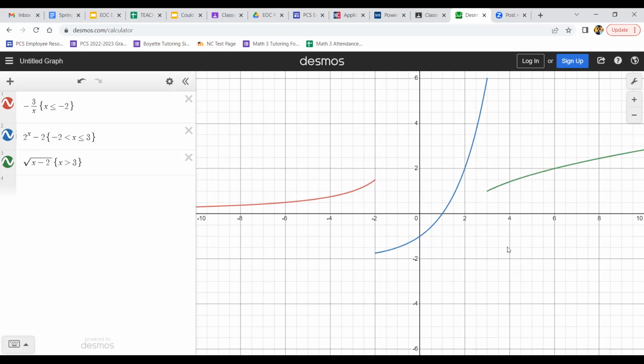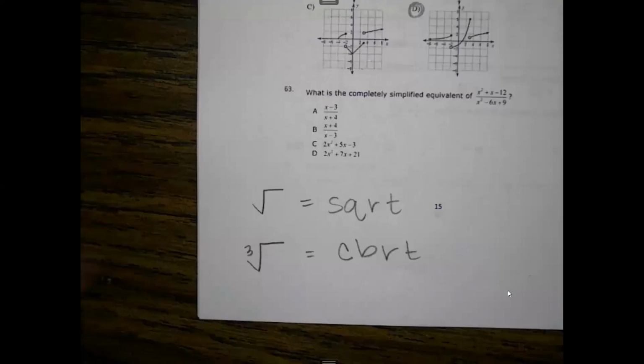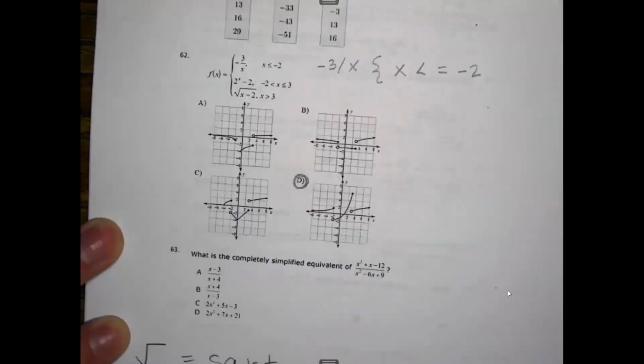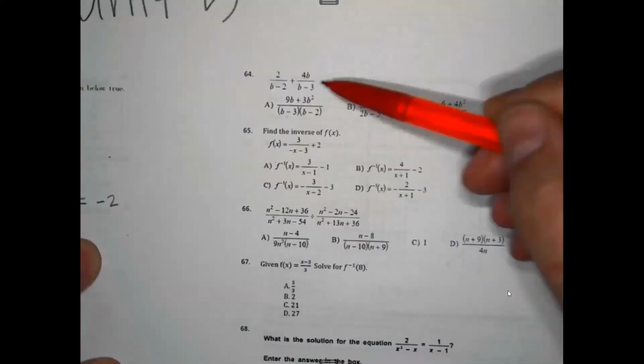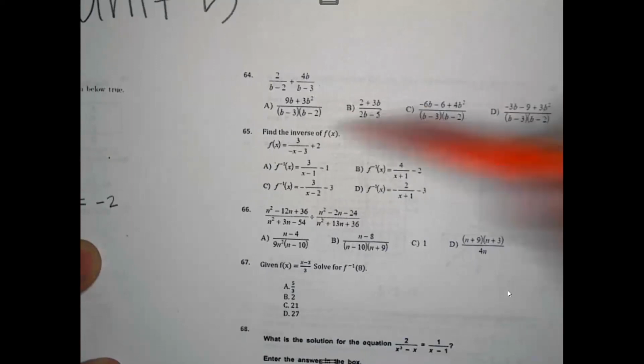All right, how are we going to do problem 63 and problem 64? 63 and 64, what's our method? We're going to cheat doing them. We're not going to do them for real. So how are we going to do them cheating? Say it again. Yeah, so graph the original problem. Graph the answer choices, see which one matches.